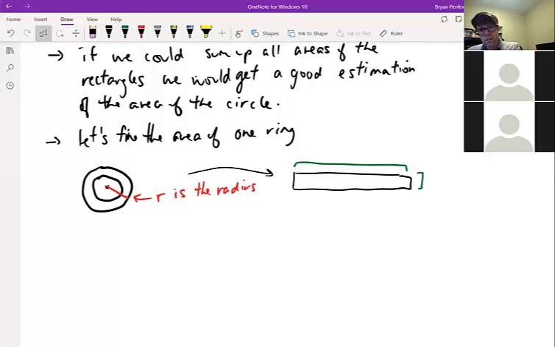So this width, we're going to call it dr. dr being the differential of the radii. In other words, we can think about it as the difference between the different radii of these concentric rings. So dr we're going to use as kind of a placeholder. I don't really know how big this is, but essentially it's the difference between two different radii.